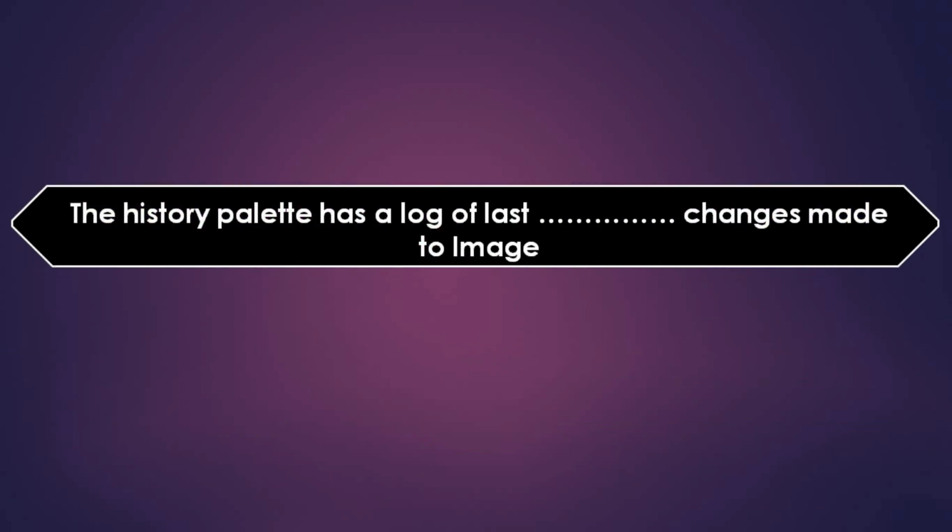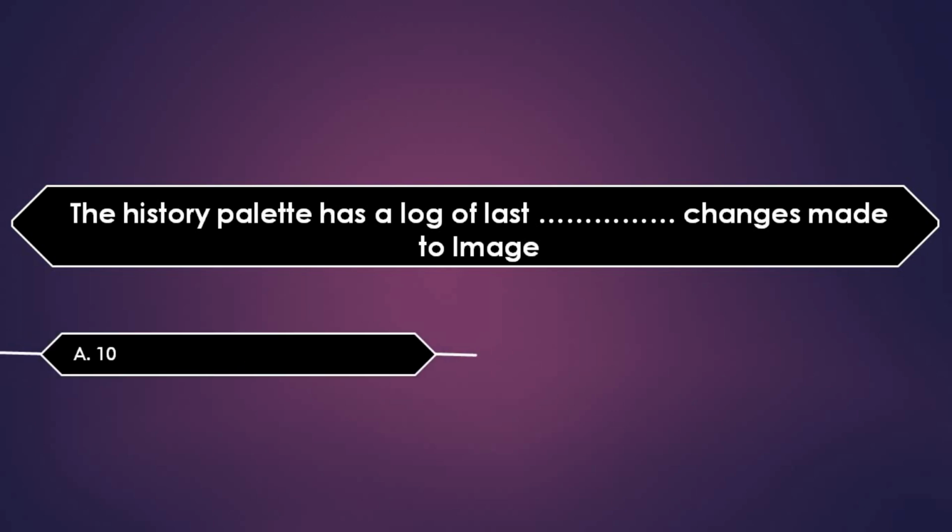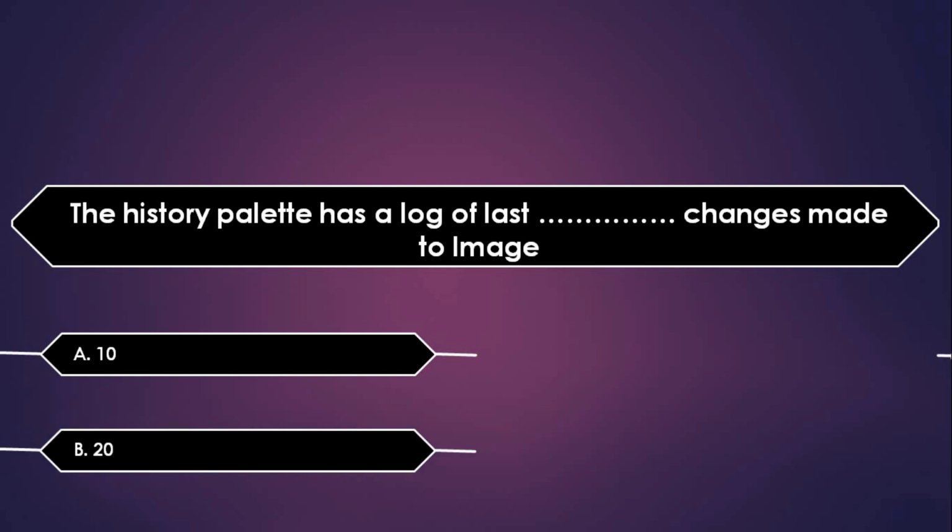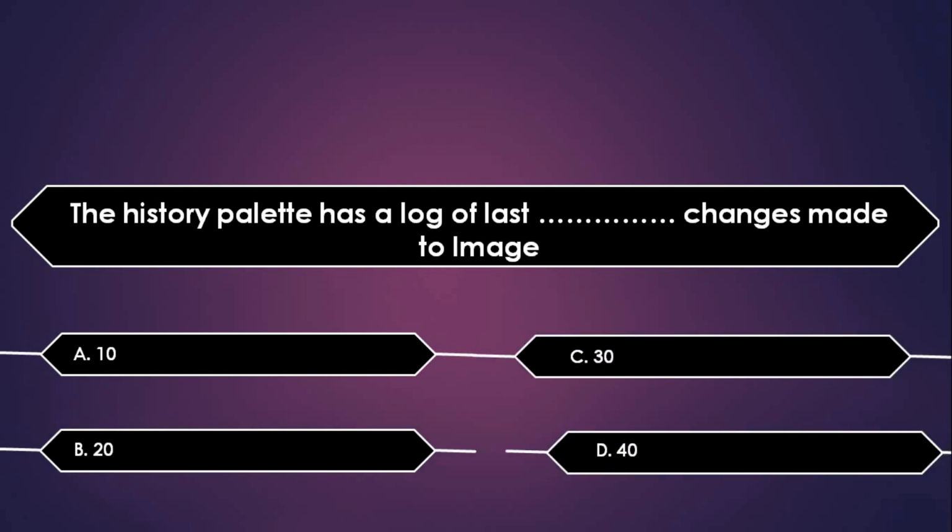The history palette has a log of the last dash changes made to an image. A. 10, B. 20, C. 30, D. 40. The right answer is 20. So the history palette has a log of the last 20 changes made to an image.